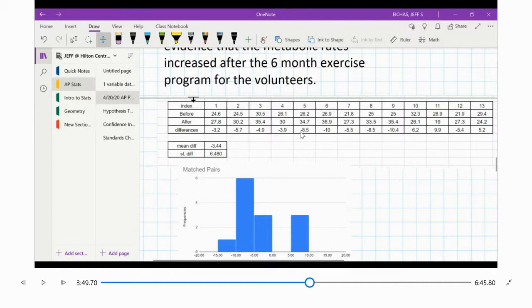So just the individual differences, I got the average of those. It's negative 3.44. And the standard deviation of these averages is 6.4. I'm sorry, the standard deviation of the differences is 6.48. I did the graph only because I didn't realize they mentioned that the differences were normally distributed. Usually we have to look at the graph if that wasn't mentioned to make sure there's no real skewness or outliers.